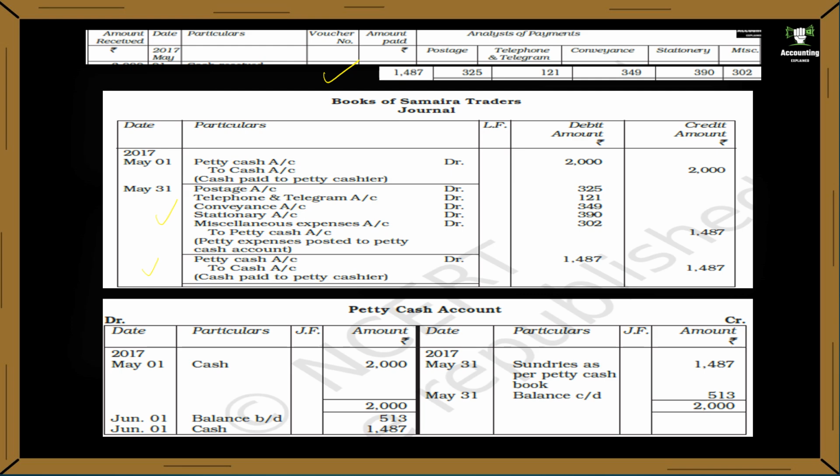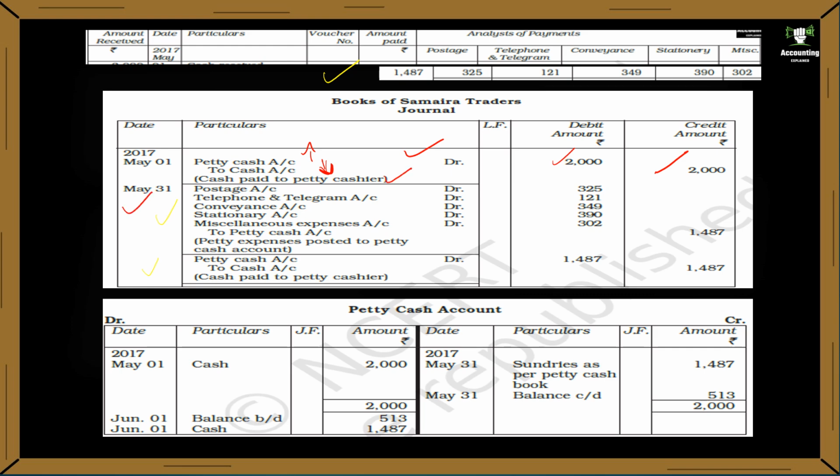First, on 1st May 2017 we are going to pass the entry for the imprest amount received. Your petty cash is an asset, it is going to be increased, so debited. Petty cash account debit 2000 and cash account is your asset. From cash account we are going to pay petty cash account, so it's an asset decrease, so credited 2000, being cash paid to petty cashier.